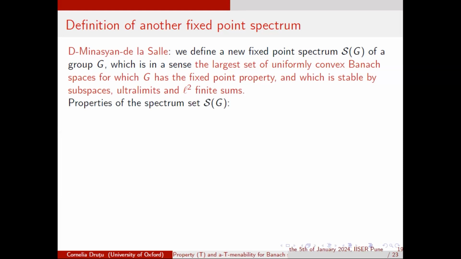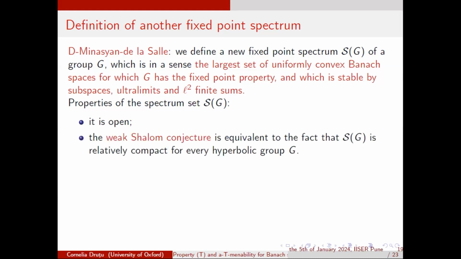What can be said about this set, first of all, is that it is open. It's the same philosophy, so we deduce it from existing results. It's simply because the fixed point property is an open property. So it is open in the topology that I mentioned before, introduced by Mikael de la Salle. The weak Shalom conjecture can be reformulated in the terminology of this spectrum as the property that this spectrum has compact closure for every hyperbolic group.